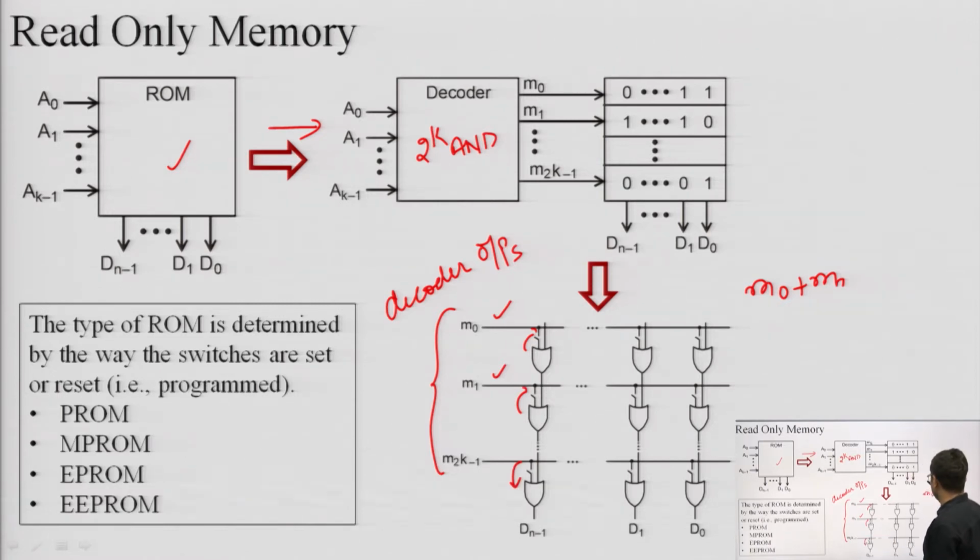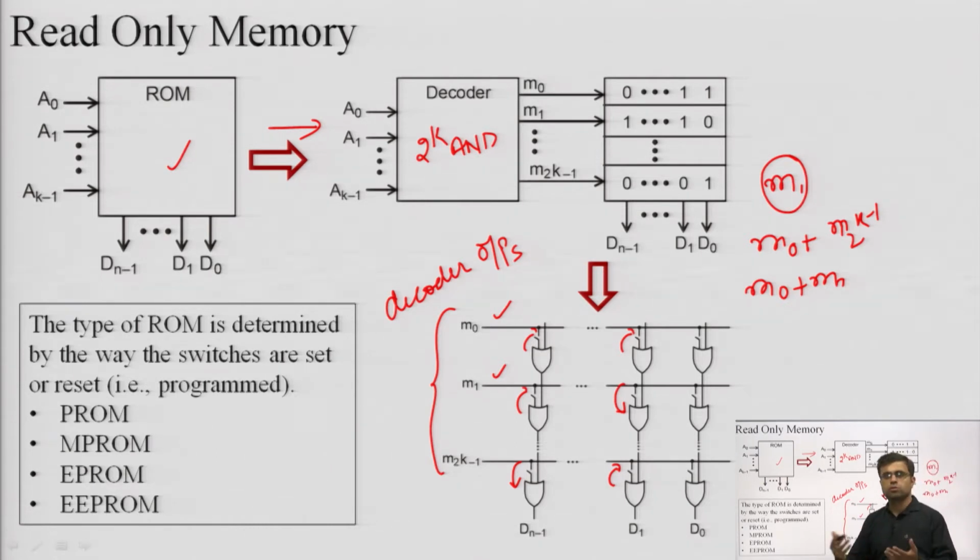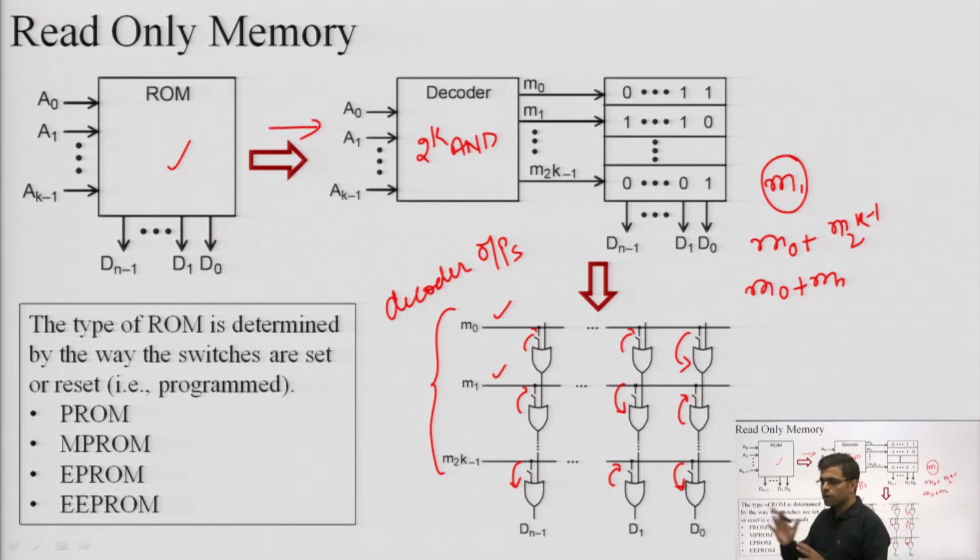Similarly, if I want to perform M0 plus M2k minus 1, in that case this switch will be closed, this switch will be closed, and this switch will be open. And in case I am only interested in M1, that means my third output is saying that y is equal to M1 only, I need not add anything. So in that case this will be open, this will be closed, and this will also be open because I only need M1. Okay. So this is how we are going to make the programmable connections.